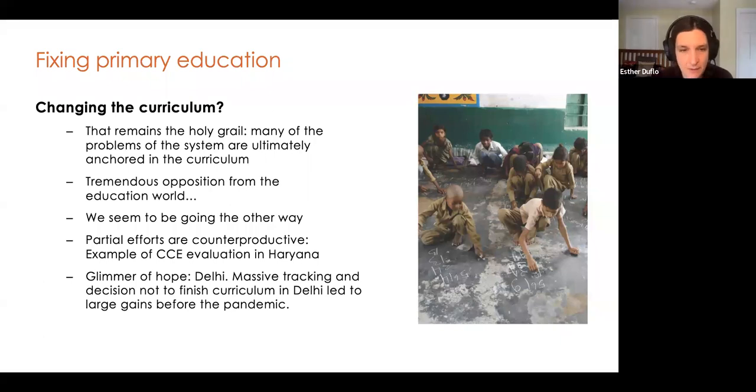In many settings, we go in some sense the other way, where the curriculum is not simplified. With one exception, which is the government of Delhi, which explicitly decided that they won't finish the curriculum in Delhi. They started to track kids to make sure that they understood something, and it led to large gains in test scores before the pandemic. In fact, so much so that the municipal schools in Delhi outperformed for the first time ever the private schools at the school finishing exam.